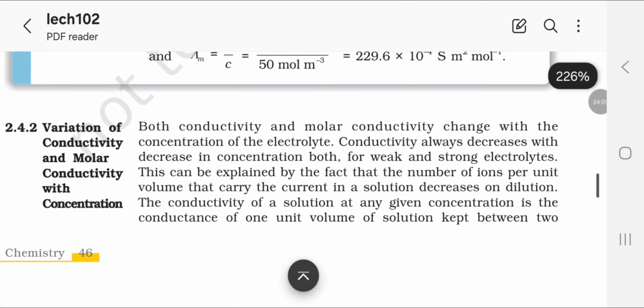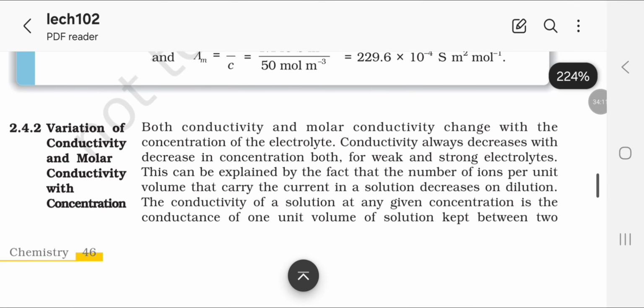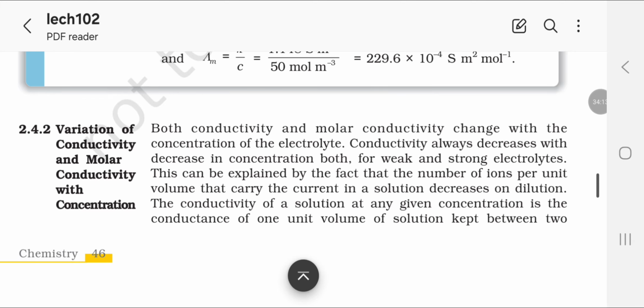2.4.2 Variation of conductivity and molar conductivity with concentration. Both conductivity and molar conductivity change with the concentration of the electrolyte. Conductivity always decreases with decrease in concentration, both for weak and strong electrolytes. This can be explained by the fact that the number of ions per unit volume that carry the current in a solution decreases on dilution.